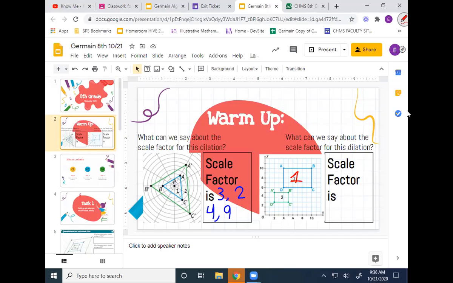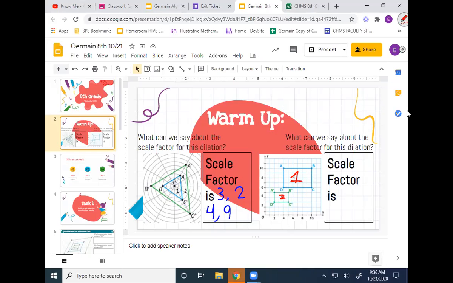Now if we're looking at this one over on the right side, we're going from this larger shape to this smaller green shape. What do we think could be a possible scale factor that we could use for this one? You're not going to be able to find the exact one because this was a little bit challenging, but what could be a possible scale factor?